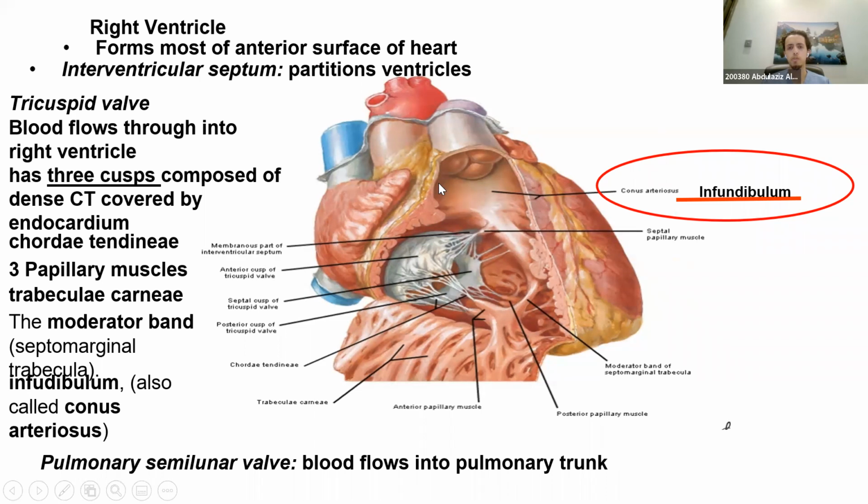Over here, we can see the smooth part of the right ventricle, okay? This is called the infundibulum or the conus arteriosus. Now, this is just for pumping of blood, of course. It just allows for ease of passage of blood through the right ventricle into the pulmonary trunk.